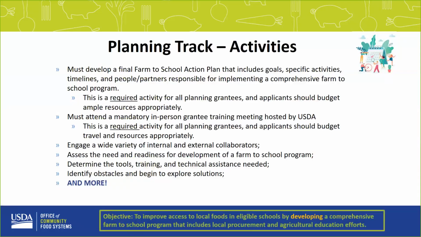The main purpose of the planning grant track is for grantees to develop an action plan, and therefore it's a required activity. Additionally, planning grantees must attend a mandatory in-person grantee training meeting. In order to develop the action plan, planning track activities might include creating a farm-to-school leadership team, conducting a needs assessment, or any of the other sample activities listed here, or other activities proposed by applicants. Remember, all of the activities must align with the overall planning track objective listed here at the bottom. Activities are provided in more detail in the RFA.